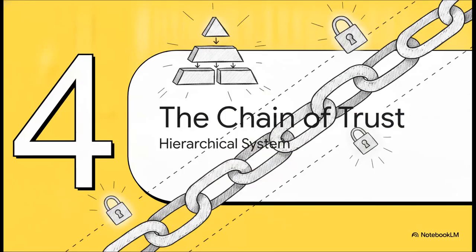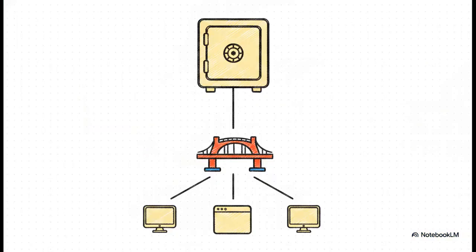Section 4. The Chain of Trust. So as we touched on earlier, not all certificate authorities hold the same weight. At the very top of the global hierarchy, we have the root CA. A root CA certificate is entirely self-signed, it's universally trusted by the tech industry, and crucially, it comes pre-installed by default in your operating system's trust store. It is the ultimate anchor of trust.